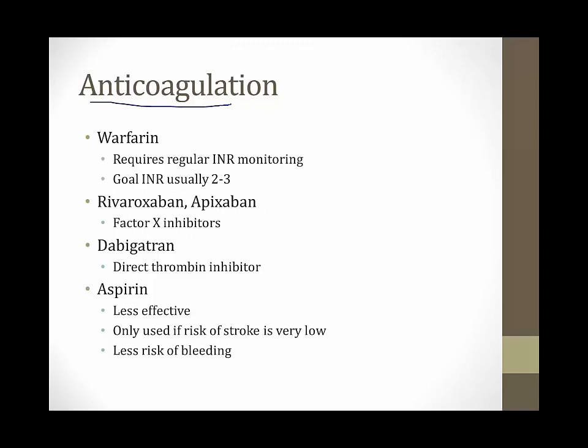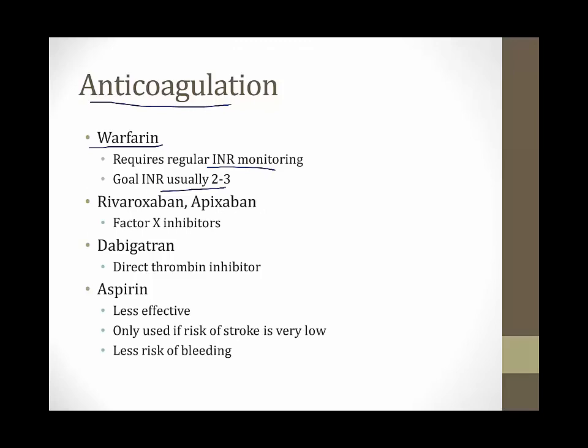There are 4 groups of drugs that are used in atrial fibrillation. The first one is warfarin. The downside to warfarin is that it requires regular blood testing to monitor the INR level. The goal INR for a patient with atrial fibrillation is usually 2 to 3, and the INR level needs to be regularly checked to make sure it's within this range.